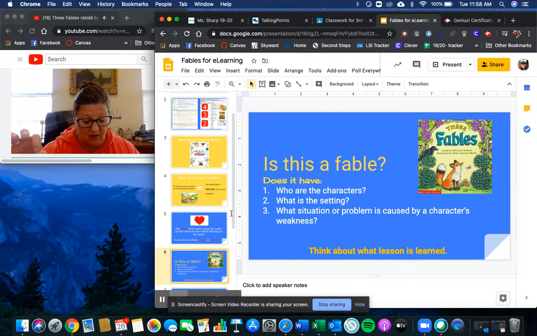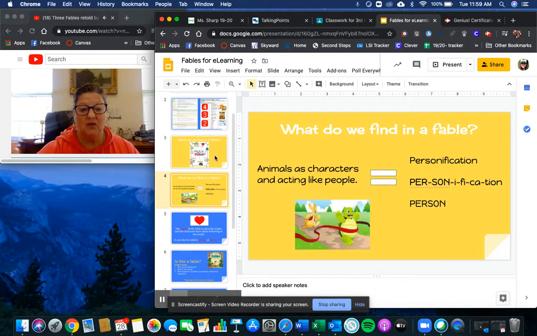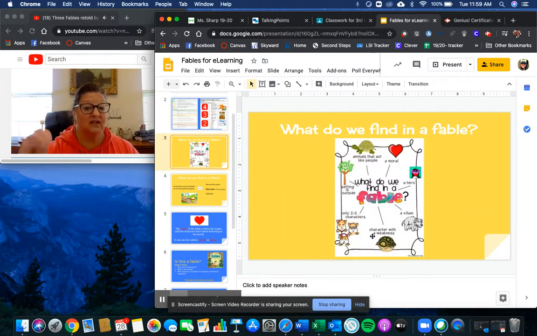And sharing the moral of the lesson is the main purpose of a fable. So the reason for the author to make up this story is to help you to be a better person, for you to learn a lesson from that, and to share that with other people. Okay? Now, the main elements of a fable that we're going to find in our story.